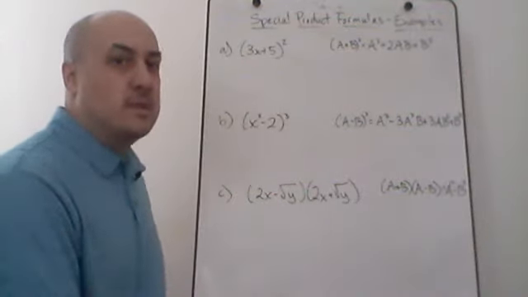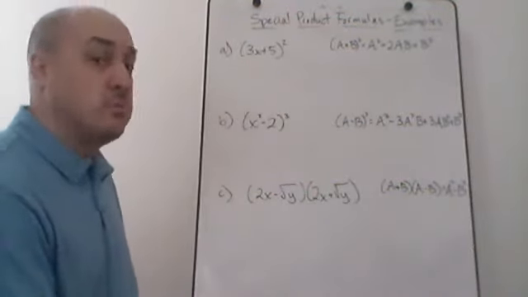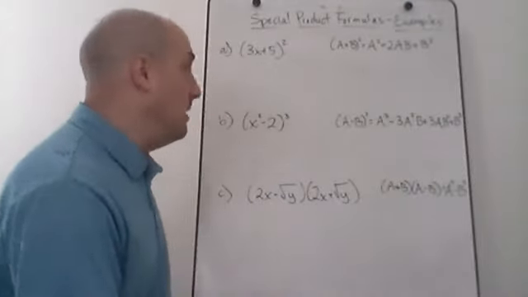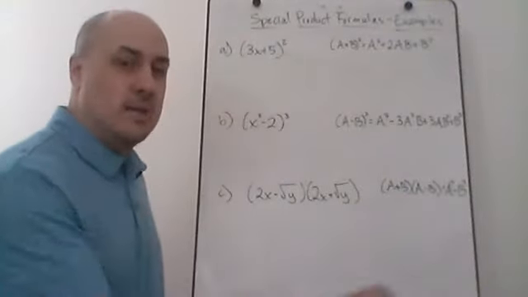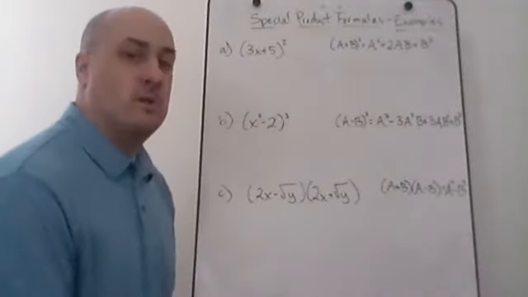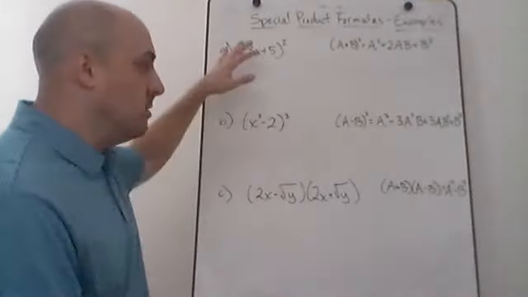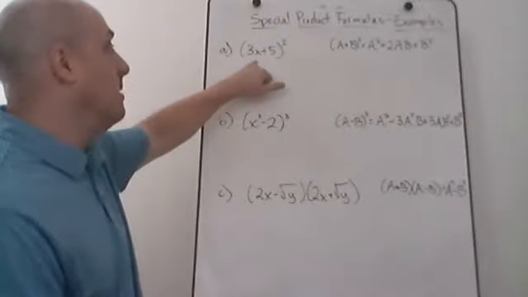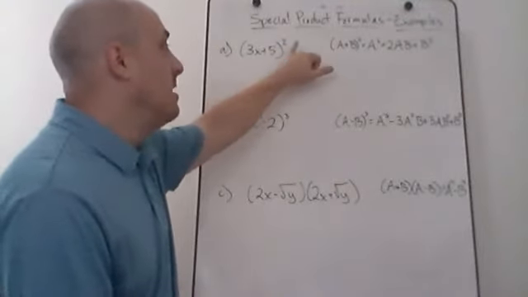Alright, in this video we're going to look at some examples of using the special product formulas for multiplying polynomials. I just did another video where I explained what these special product formulas are and how they work. Here we're just going to do a couple of examples using them. So the first one, we have 3x plus 5 squared.